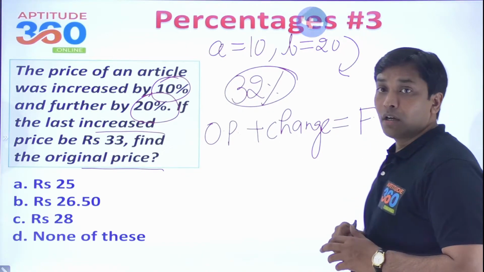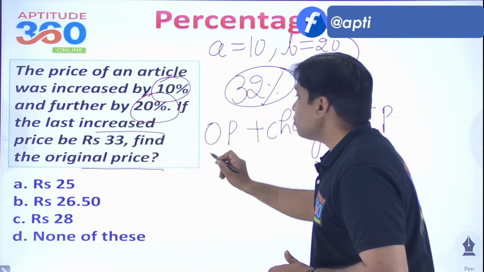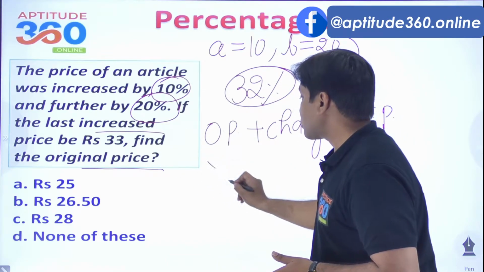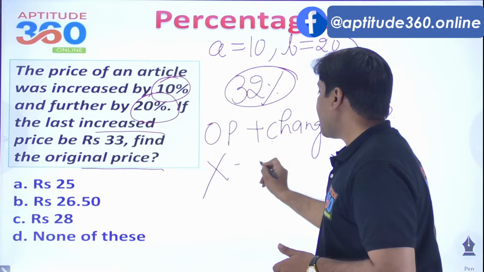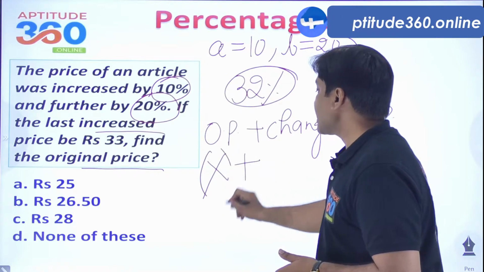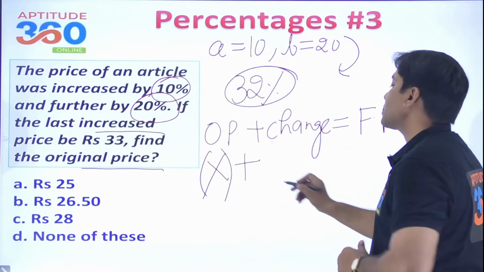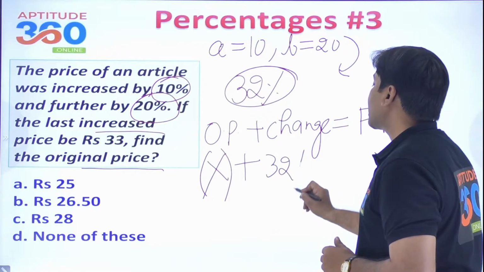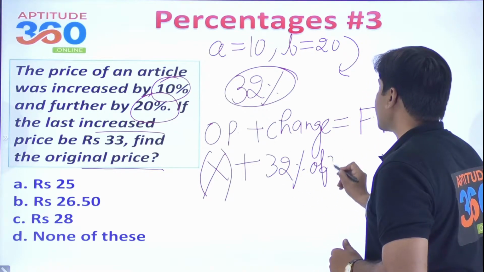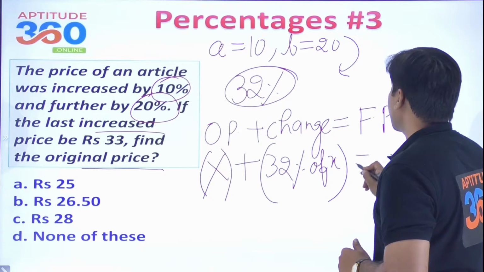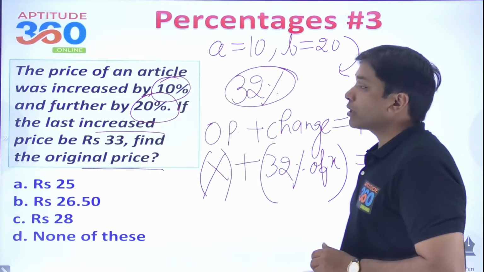Now, the final price is given to you, and the original price is what you need to find out. So take it as x, plus the change. What is the change? 32% of the original price, which is x. If you simplify this, your final price is coming out as 33.